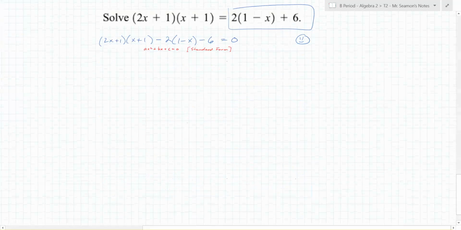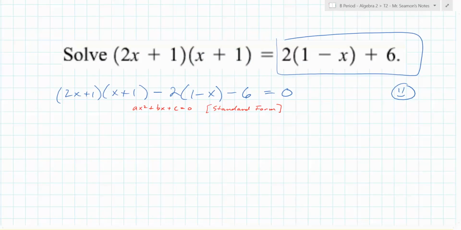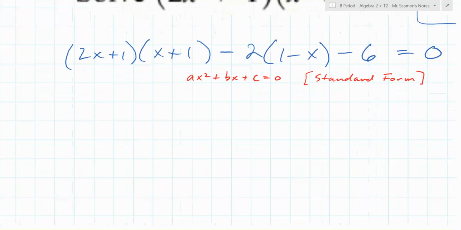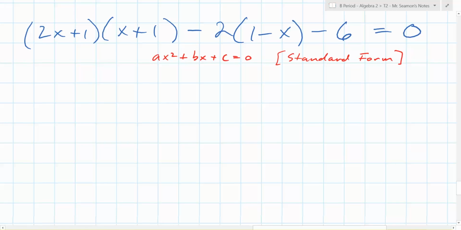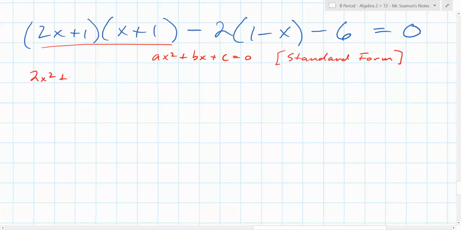So let's do this one. Where is it? I lost it. There it is. So what do you have to do to turn this into standard form? Simplify. So give me one word. Distribute. So in this case, you have to multiply it out. We have two things multiplied together right here. Can someone tell me what that multiplies out to? Gabby. All the pieces. 2x squared plus 3x, well, 2x plus x plus 1. Now what about this next piece?